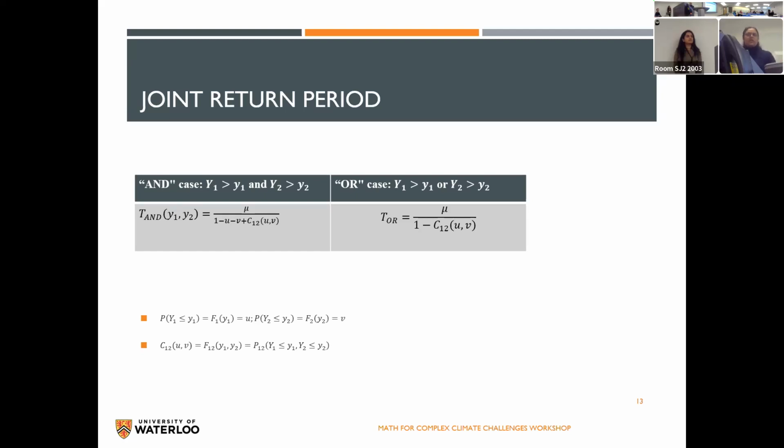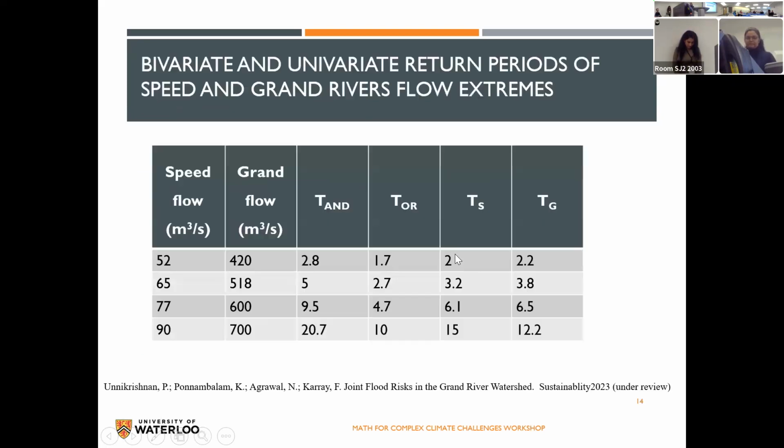Both should be considered, and the equations for both based on the Copula and the marginal distribution functions are given here. C is the Copula that is being fitted between the Grand and Speed River flow extremes, and U and V are the marginal distributions, and this is the T return period for the 'and' case. Based on this, the bivariate and univariate return periods for Speed and Grand River flow extremes are given here. The last two columns are the return periods based on the traditional univariate concept without considering the dependence between the Grand River flow and Speed River flow.